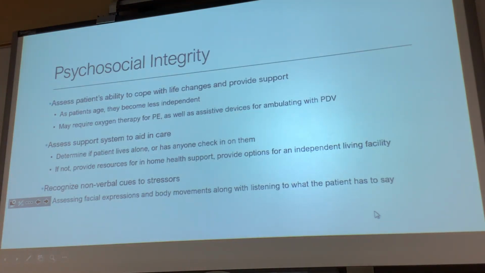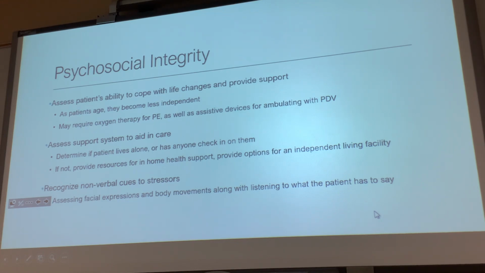Psychosocial integrity, so we want to assess the patient's ability to cope with life changes with these diseases and then make sure they have support. As patients age, they become less independent, and so if they have a PE, they might require oxygen as well as assistive devices. Just getting around and walking might be harder for them because of the numbness in the legs from PVD, so they might need a walker or cane, so making sure that they have access to that and know how to use those correctly.